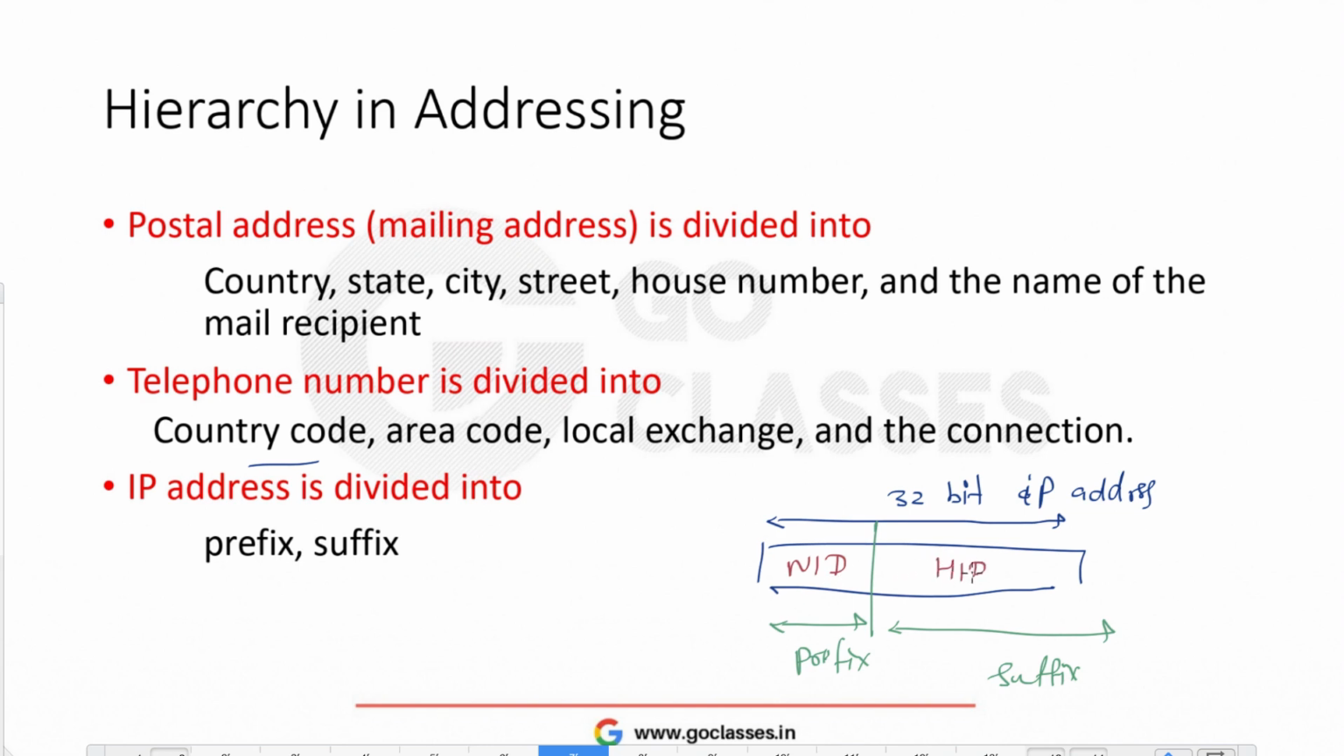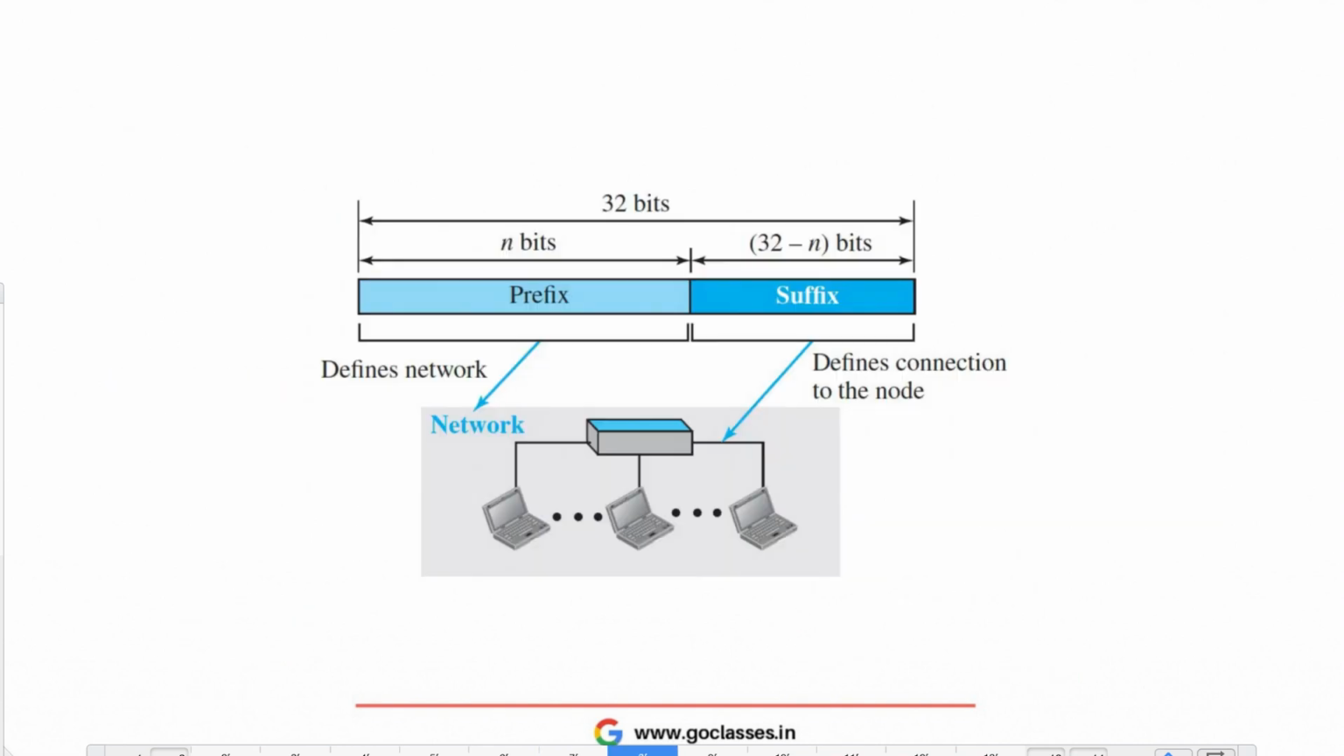And HID, host ID. First you need to tell on which network my host lies. Suppose there are multiple networks and my host is within this network. The network ID will tell me that this is the network. The network ID identifies the network, and once the network is identified, within the network there is a host. To get to this host, you need the host ID. That's how this hierarchy works. So in your IP address, the prefix is your network ID, which defines the network, and the suffix is your host ID, which defines the connection or the host.